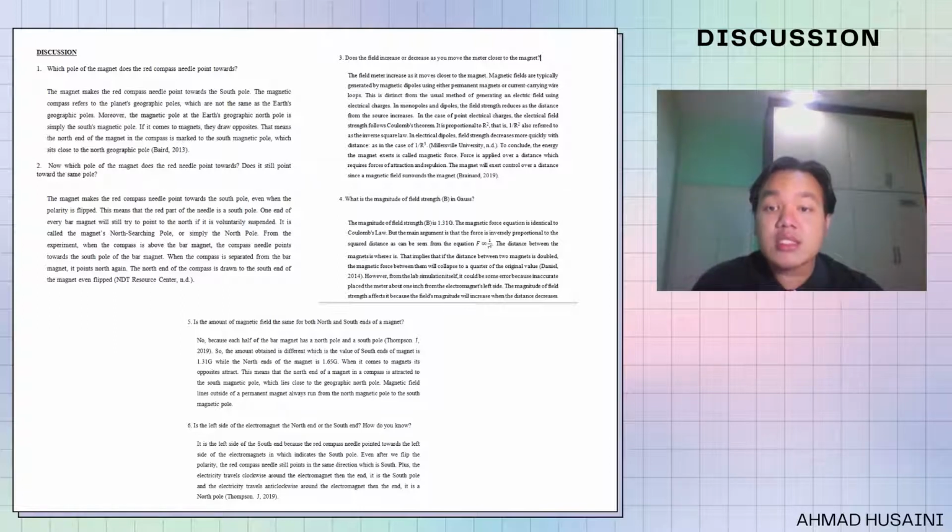the bar magnet. This is to determine the position of the south and north pole. The magnet makes the red compass needle point towards only the south pole, even when the polarity is flipped. This means that the red part of the needle is the south pole. One end of every bar magnet will still try to point to the north if it is freely suspended.